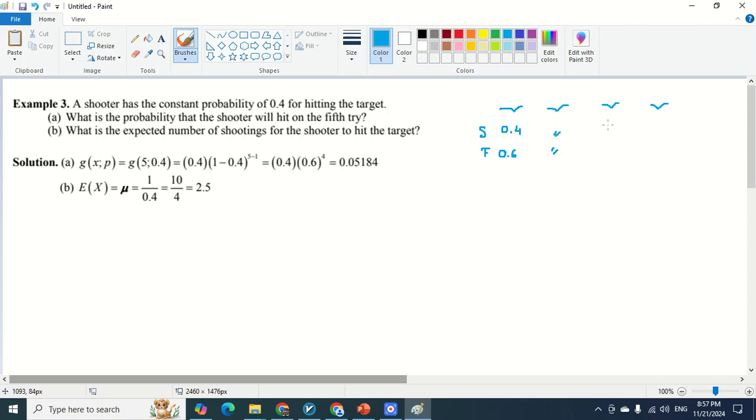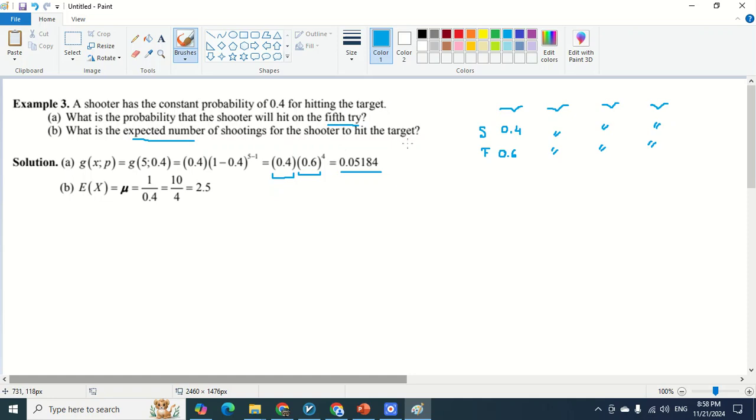So in this question we have two parts that we should answer. One, what is the probability that the shooter will hit on the 5th try? This means that the first, second, third and fourth should be failures, so we have 0.6 to the power of 4, and we have one success at the 5th try, so this multiplication leads us to the value 0.05184.